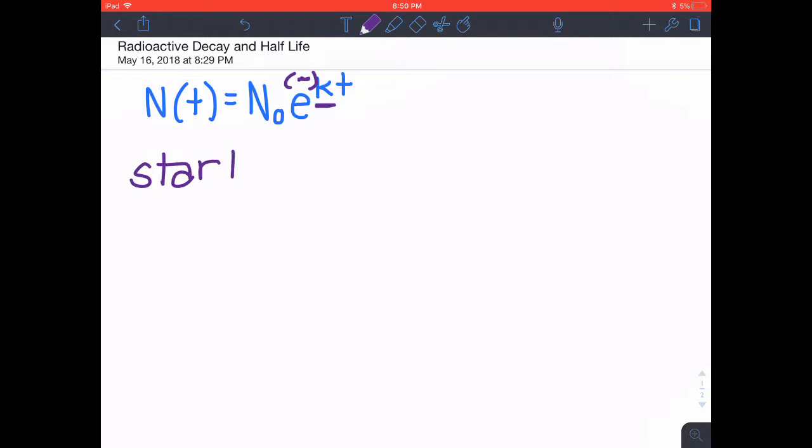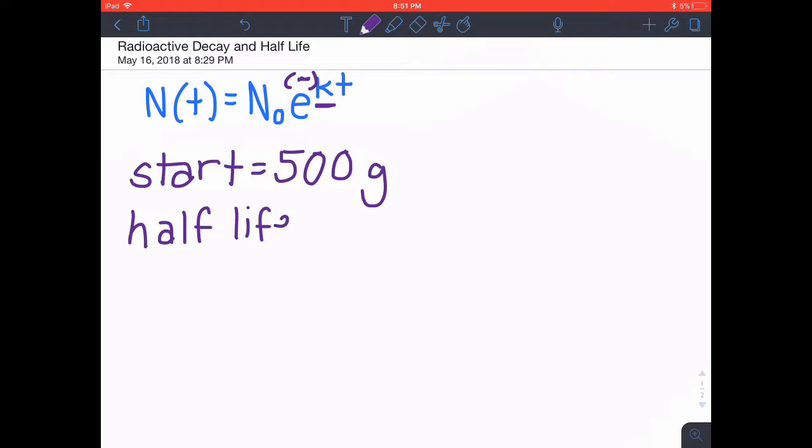Usually in these types of problems, you'll be provided with a bunch of different information. So for example, I'll give you one problem. You start with 500 grams of something, whatever it is. The half-life of this substance is, we'll say, 45 days. And I'm going to have you solve for the amount of time it takes to get down to 200 grams of that same substance.